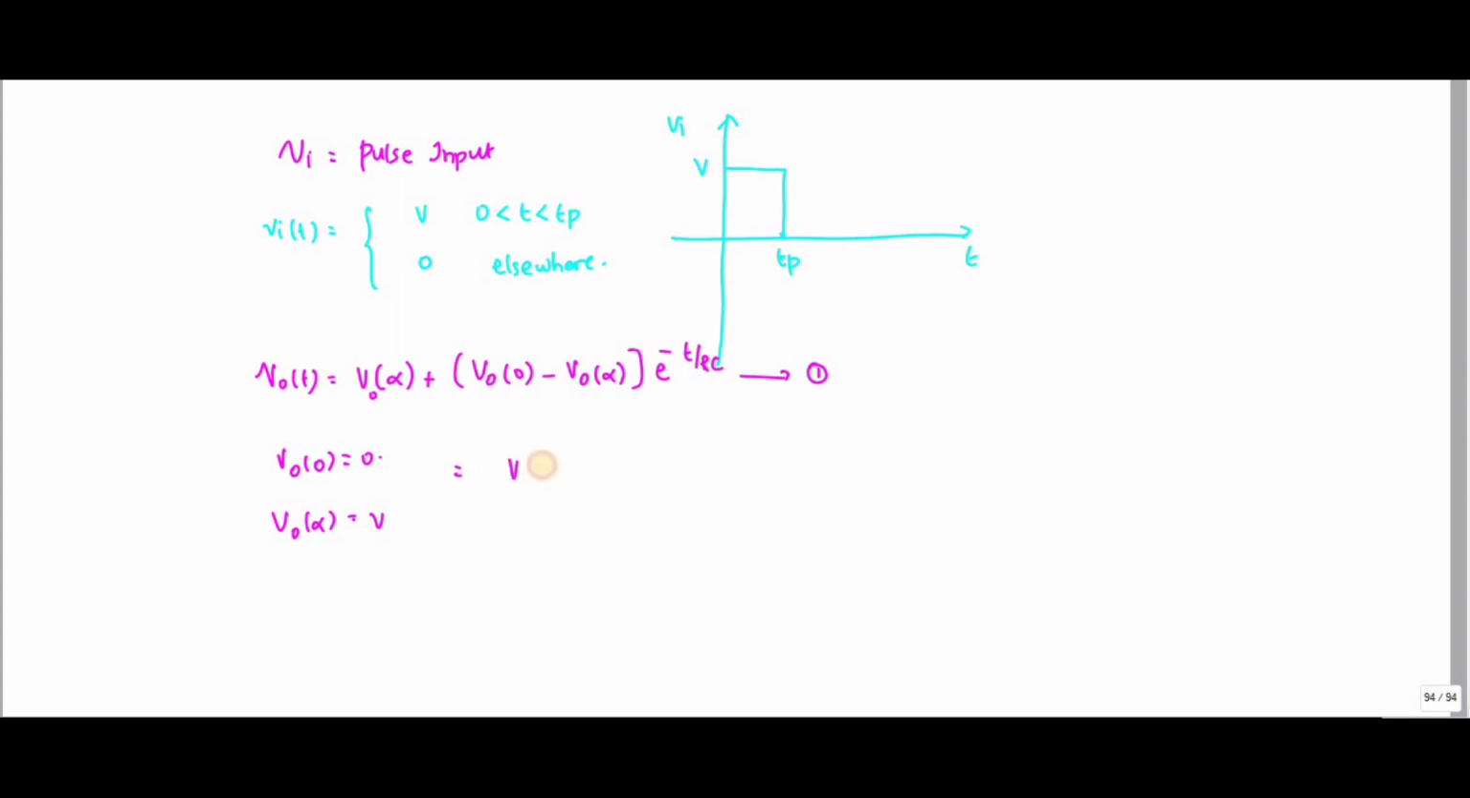So if I substitute V plus 0 minus V into e power minus, I'm looking at the time from 0 to t up to TP. So this is the time, that is t is equal to TP. Up to TP, the input voltage is the same, so I substitute TP by RC. So what is V naught of t? V naught of t is equal to V minus V of e power minus TP by RC. So this is nothing but V, if I take it common, times 1 minus e power minus TP by RC.